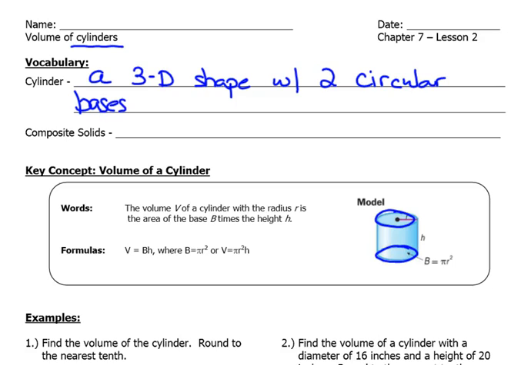Composite solids are when we put two or more three-dimensional shapes together. And we looked at that at the very end of last night's lesson, in our lesson summary.